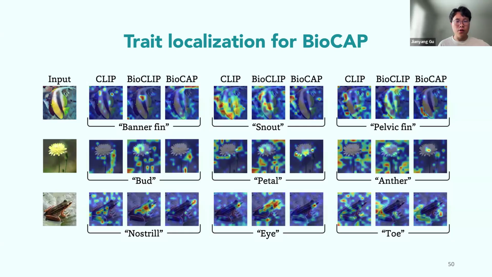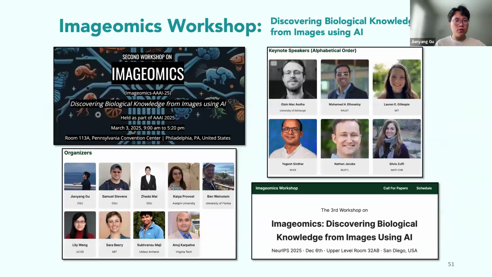And this line of work focusing on discovering biological knowledge from images has been well explored by a broad community. We have hosted the Imageomics workshop at multiple conferences. Last year, we hosted it at AAAI 25 as well as NeurIPS 25. There are a lot of speakers and organizers interested in discovering this biological knowledge from images using AI, and we are also welcoming more people to join our community.